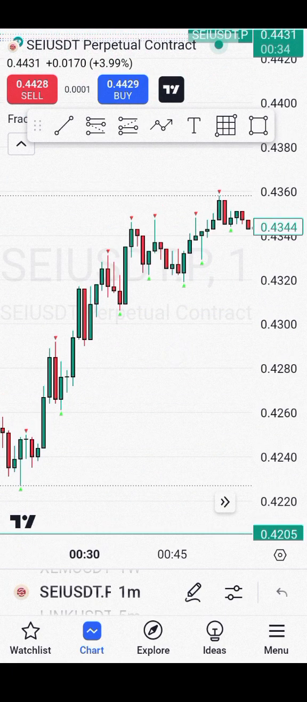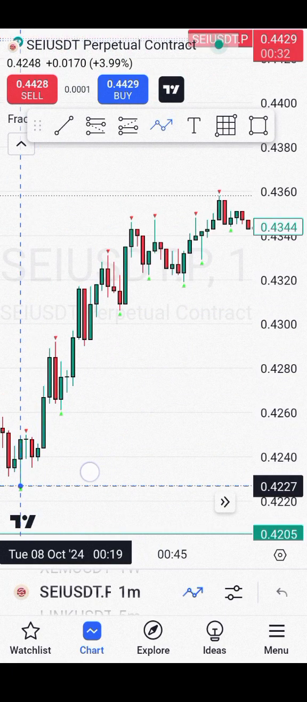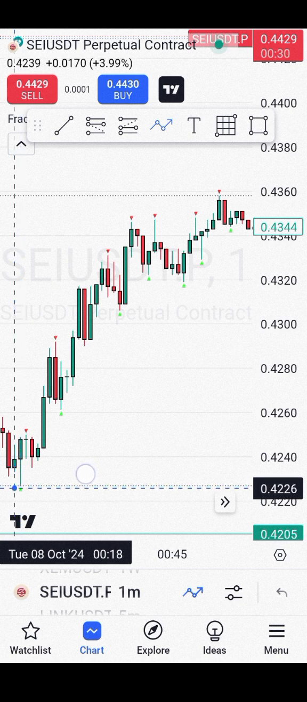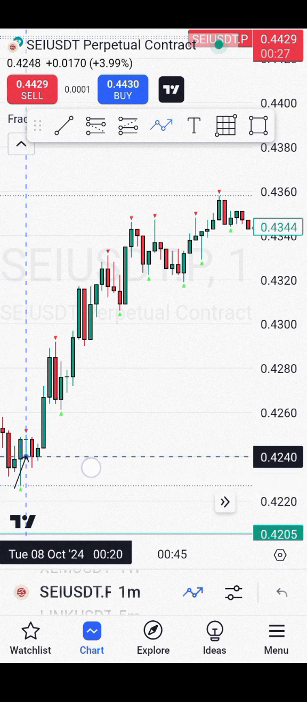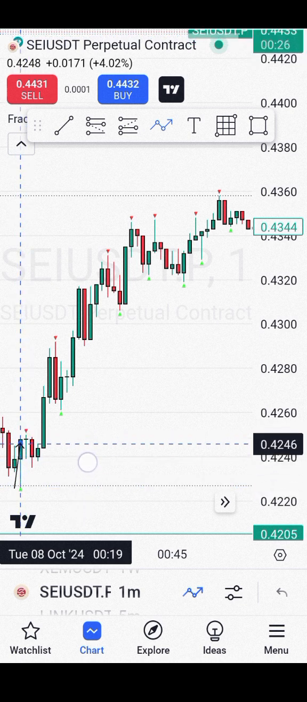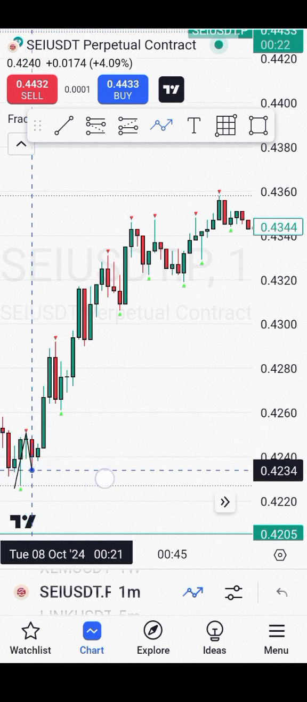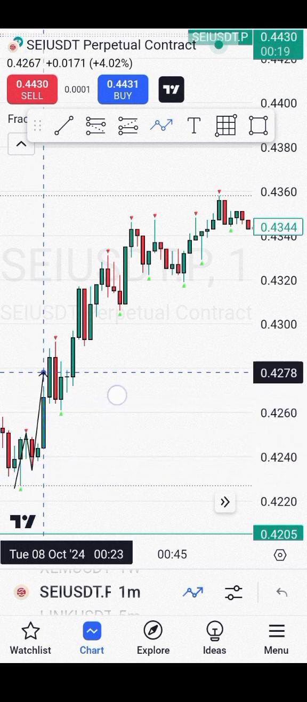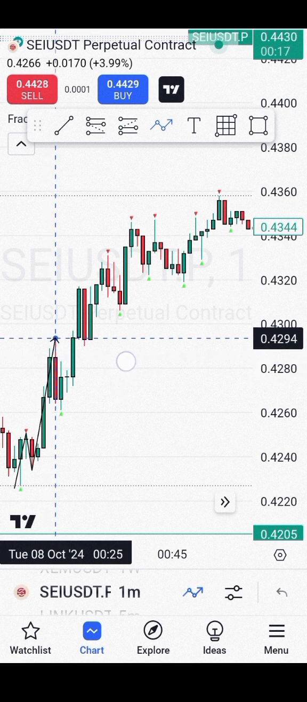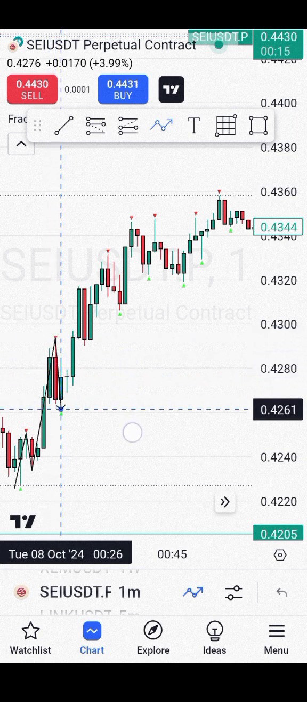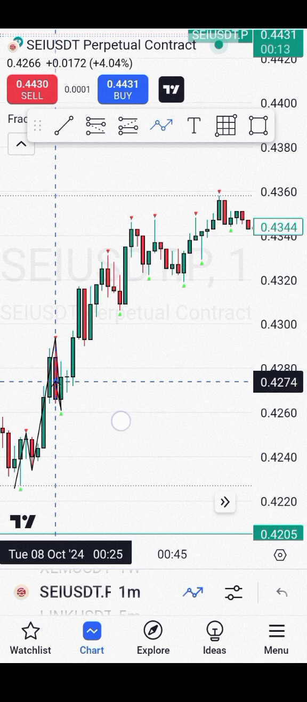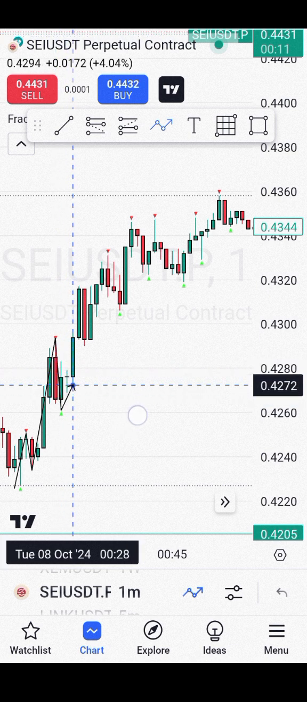So we're starting from the bottom. First, we had this high, then this valid pullback. This is the first valid pullback. Then the candle keeps going higher, an impulsive move to the upside. Then we had a pullback here. Then you can see this is an inside bar candle.